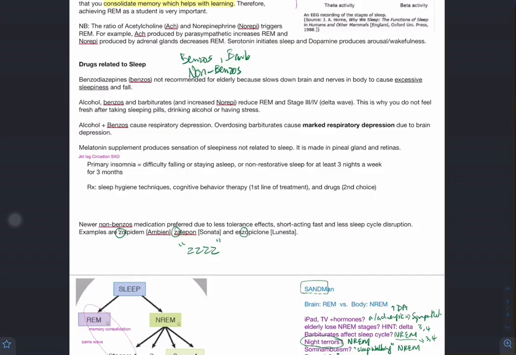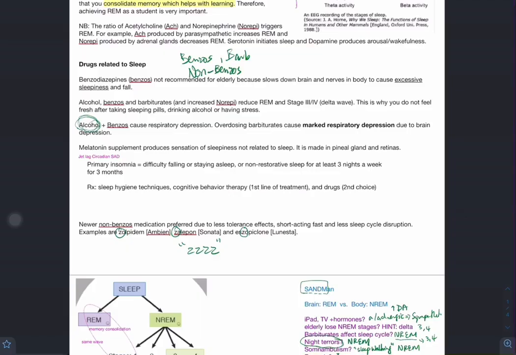Alcohol and benzo can cause respiratory depression because alcohol acts like benzo. It doesn't plateau off. Increasing consumption or dose of alcohol acts similar to barbiturates, and they can affect and depress your medulla, which contains your respiratory center.